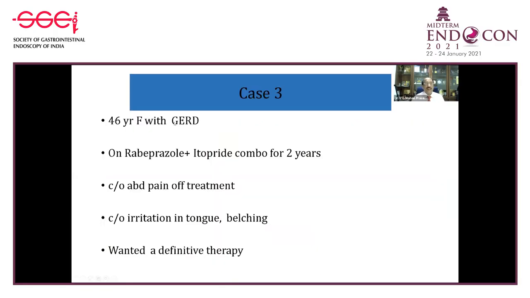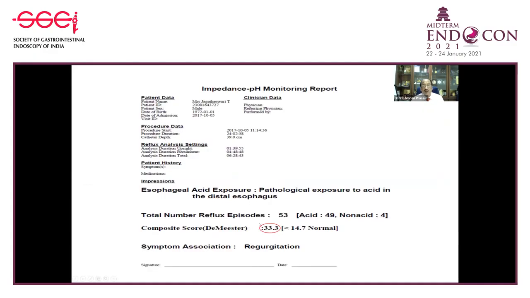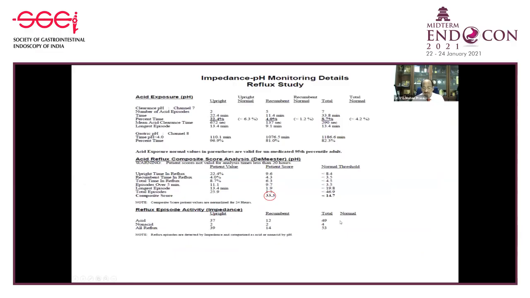Then we'll move to another case, a 46-year-old lady who came with reflux disease and was on a rabeprazole and itopride combo for 2 years. The patient had abdominal pain off treatment, and also throat irritation and belching, and wanted definitive therapy. So this is how it looks. The lower esophageal sphincter here is normal. This is the patient. It's not too bad, but still the patient had a composite score of 33.3, indicating significant reflux. So this patient wanted something definitive.